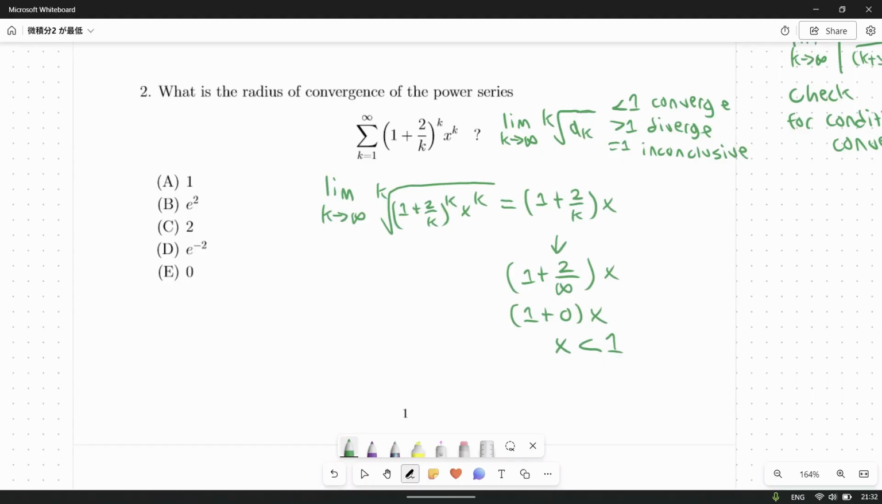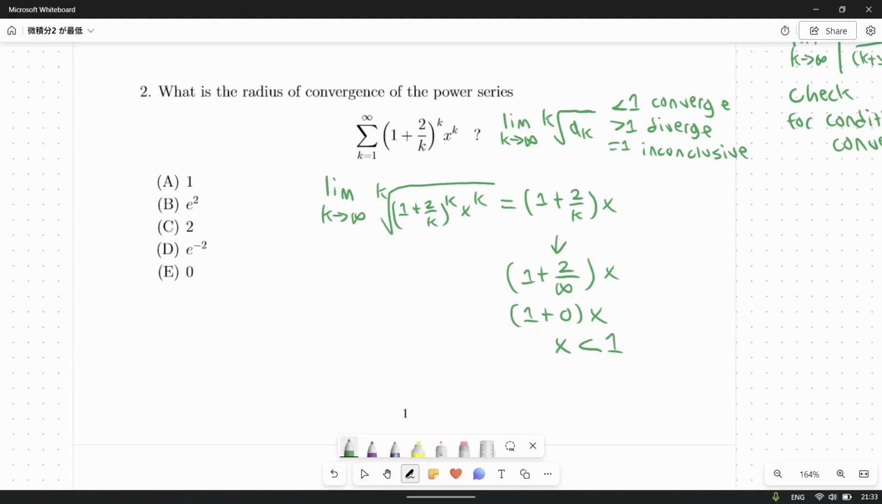And the cool thing is, for this series, there aren't any other conditions we have to look for, because as long as x is less than 1, this series is always going to converge. You can pick whatever number you want, maybe something like negative 9,000. That's going to be less than 1. As long as it's less than 1, it's going to converge.